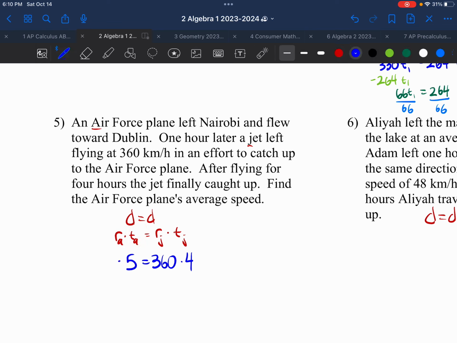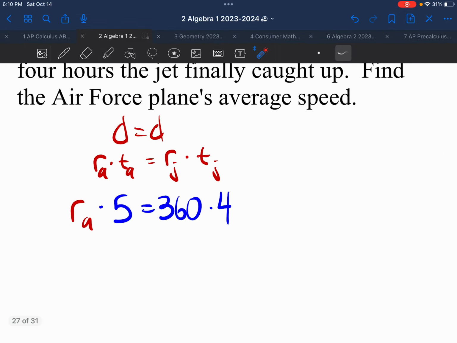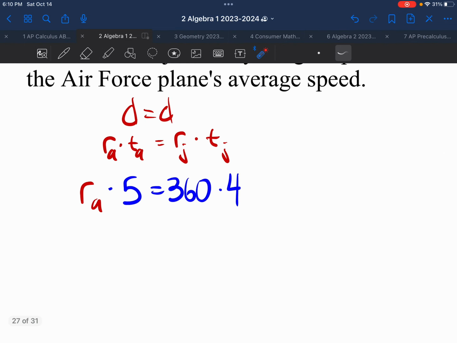And then the thing that I don't know is the rate of the Air Force plane. The rate of the Air Force plane, which makes sense, right? Let's find the Air Force plane's average speed, which is the rate. So all I need to do here is solve for rate of A, and I'm done. So how do we do that?